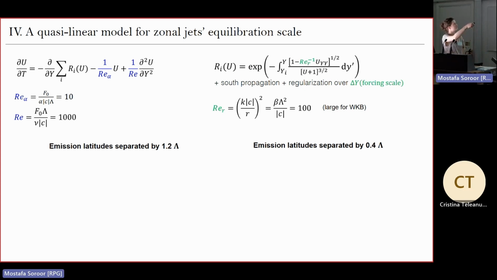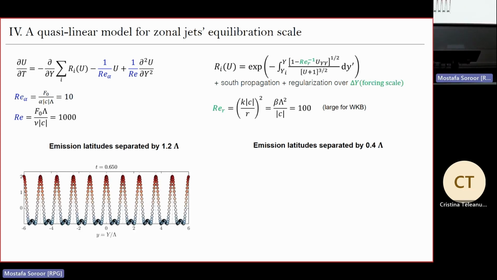So these are just two cases at fixed parameters. The first case, on the left, is a case where the emission latitudes of the waves are separated by 1.2 attenuation distance. And on the right, the emission latitudes are separated by 0.4 attenuation distance. So here you see the evolution of the zonal flow through time. In the first case, my emission latitudes are kind of far away from each other. Each line of emission of Rossby waves will trigger prograde jets where the waves are emitted.